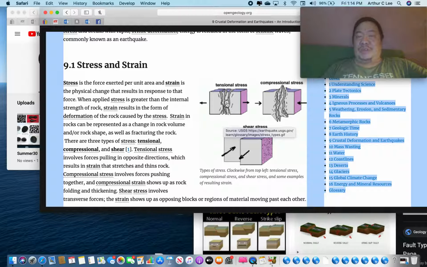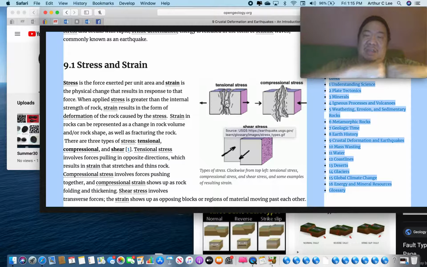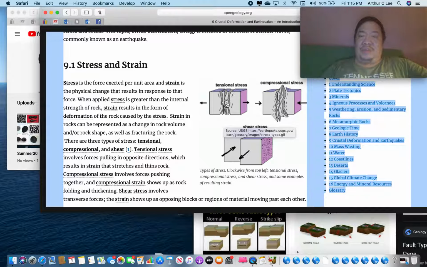Second type of stress is called compressional stress. And that's when you push rocks together, like when two plates collide. Compressional stress primarily occurs at convergent plate boundaries.